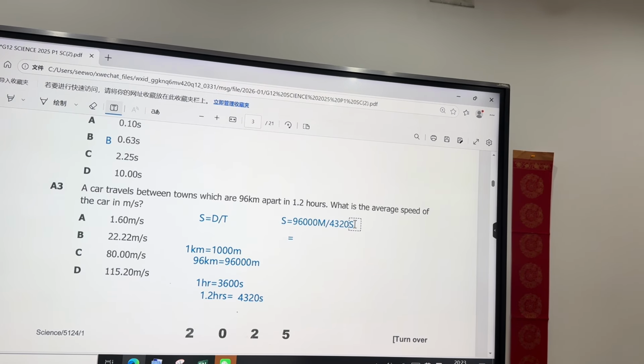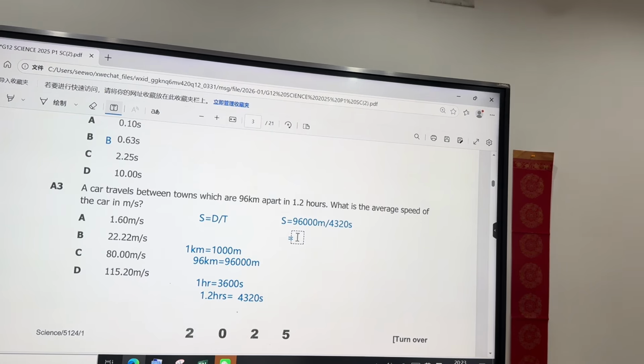Sorry, I'm so sorry. This has to be small letter m. This has to be small letter s. Okay, there we have it.